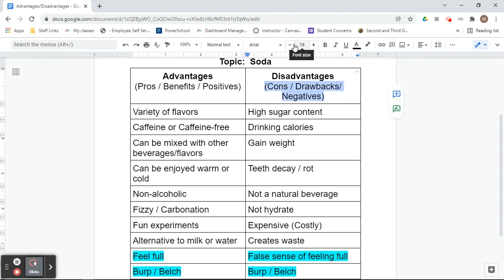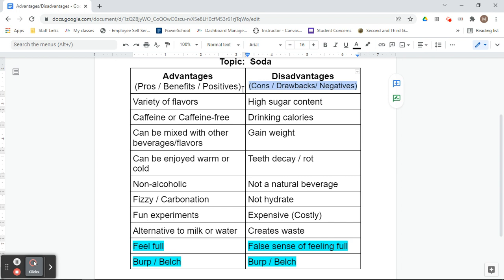Well, how do you do it? Well, take a look. Look at how much information we have here. So if I minimize this to 16 and I look at all of this information, for my advantages, I've got a variety of flavors when it comes to soda. I've got caffeine or caffeine free, can be mixed with other beverages or flavors, can be enjoyed warm or cold. It's a non-alcoholic beverage. It has fizziness or carbonation. You can do fun experiments with soda. It's a great alternative to milk or water. It can make you feel full. And a positive can be, it can help you burp or belch.